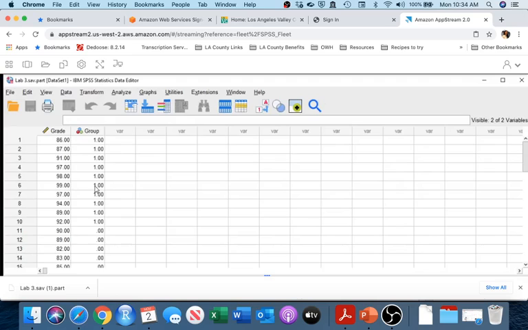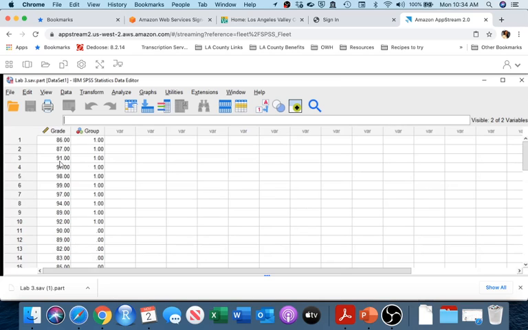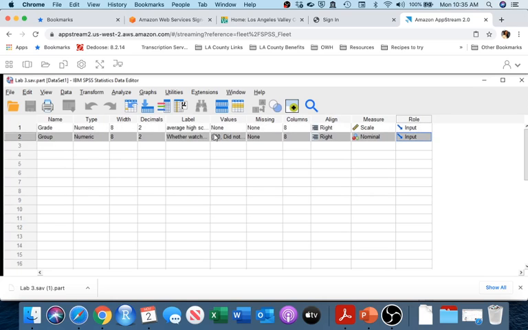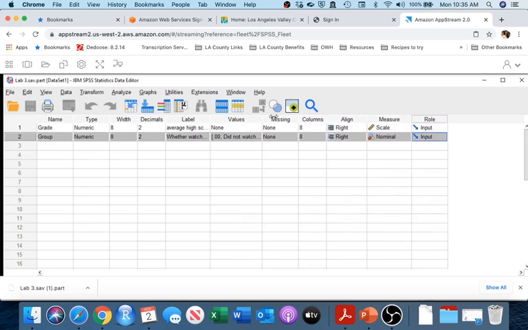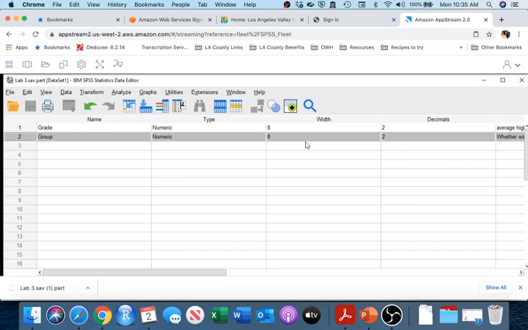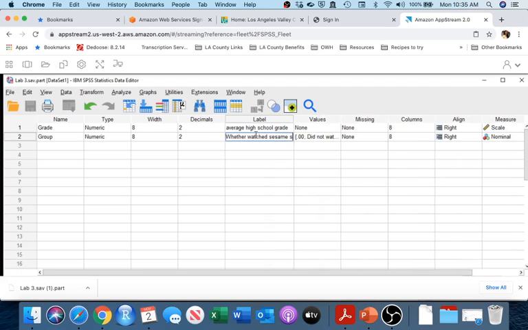As you can see, this is where all the data is. We have the grades, and again, we're comparing two different groups, right? I just double clicked on group, and you can see what it looks like. For our SPSS data set, I already changed what the values look like. Not only did I put a label already for group, what I call this group is whether watched Sesame Street. Oh, the label's too long.